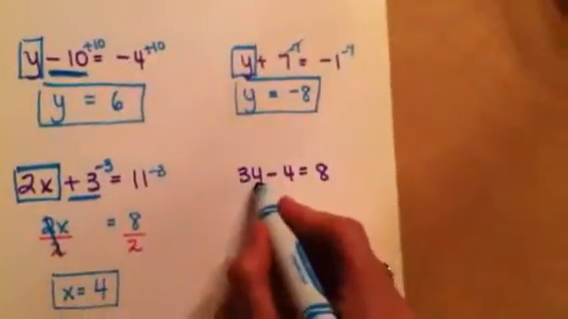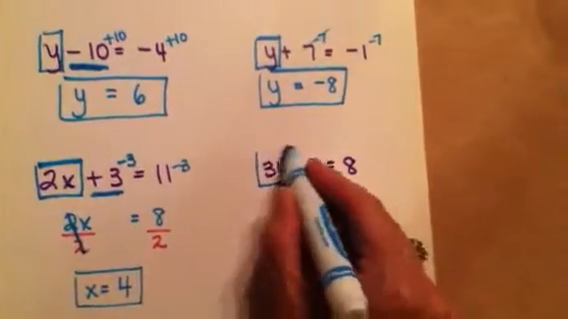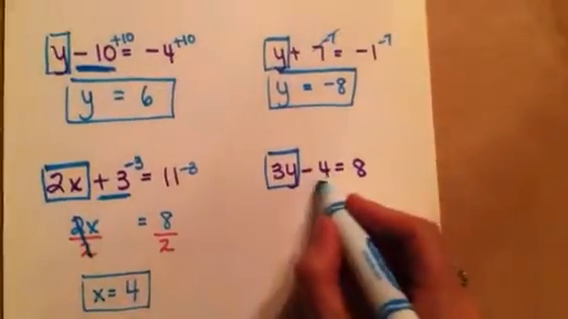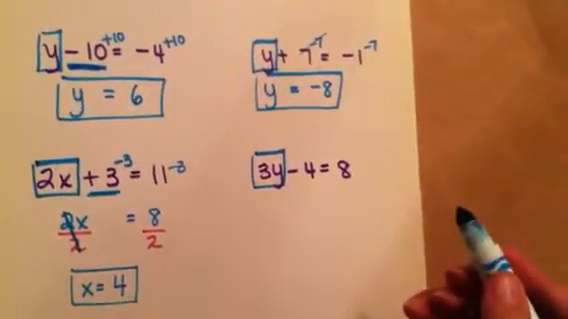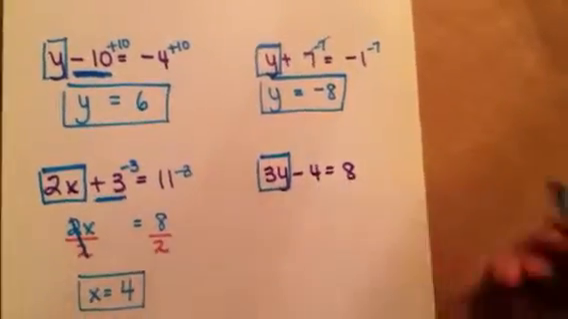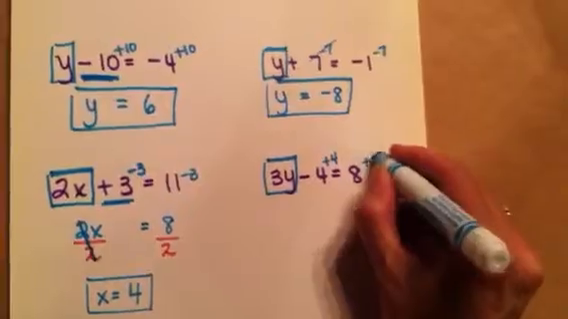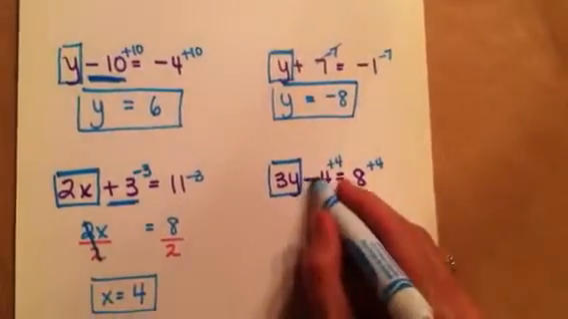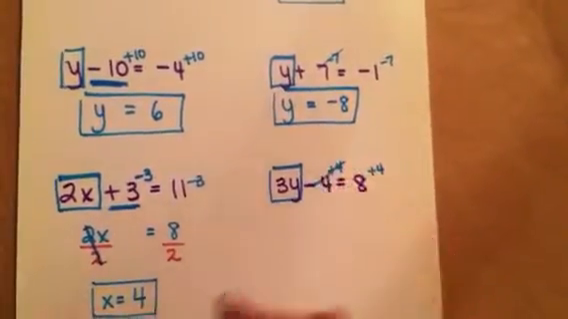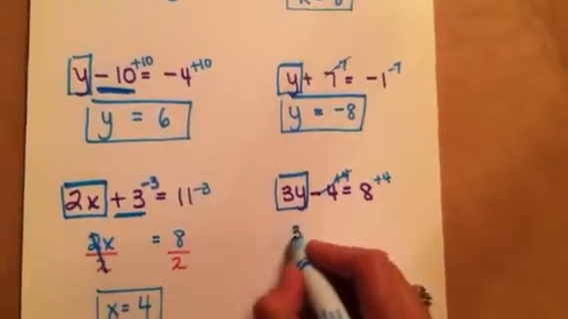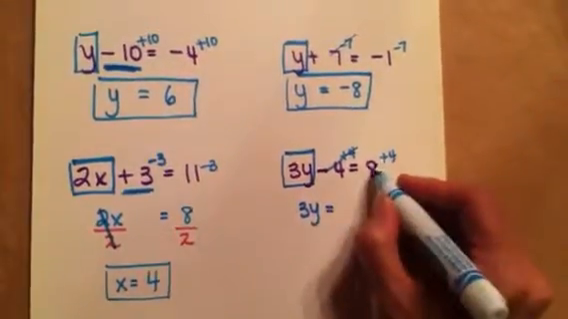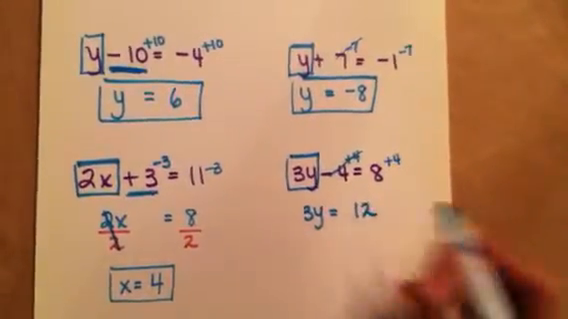Find your variable. There it is. You want to get this guy all by itself. So we're going to get rid of that minus 4. What's the opposite of subtracting 4? Adding 4. What you do on the left, we're going to do on the right. Notice a negative 4 plus 4, that's 0. So it's gone. So I just have 3y. 8 plus 4 is 12.